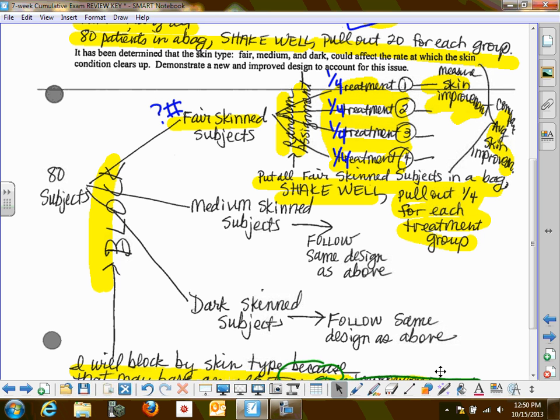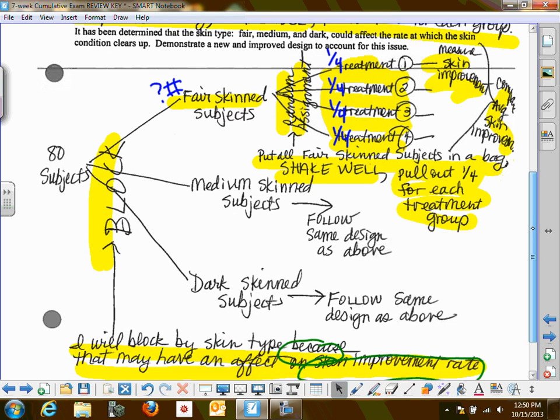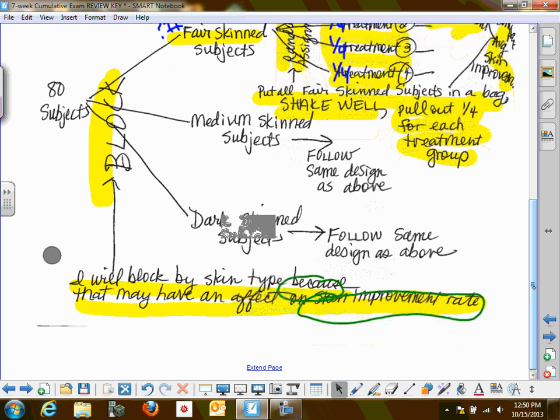Don't tell me that's 10 people or whatever. Then I put follow the same design as above for each of the blocks because I did not want to have to write that again. You can do that. Repeat within each block. Yes, ma'am. Would you write for each block? For each block, yes. Within each block, do this. Okay, so there's your review.